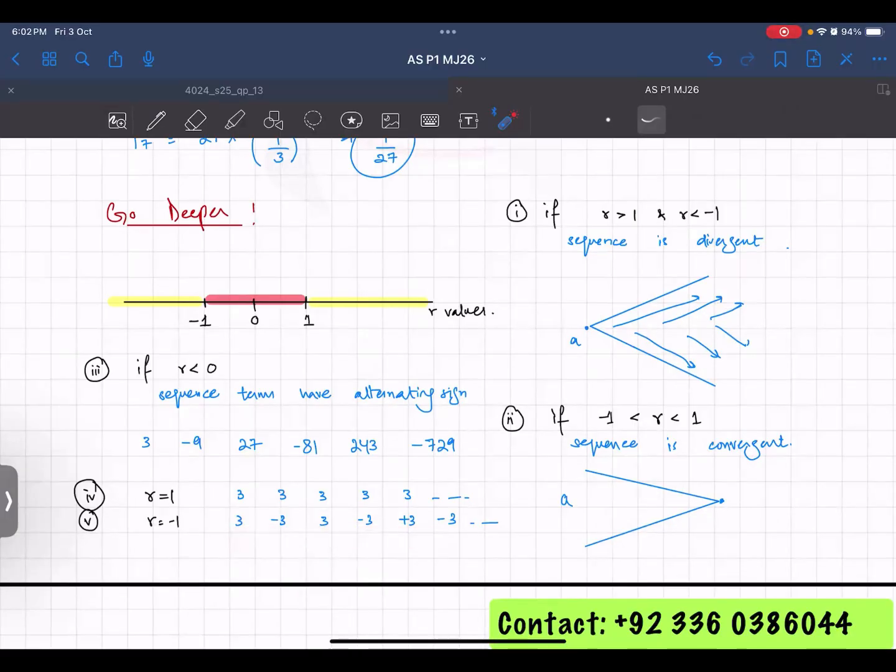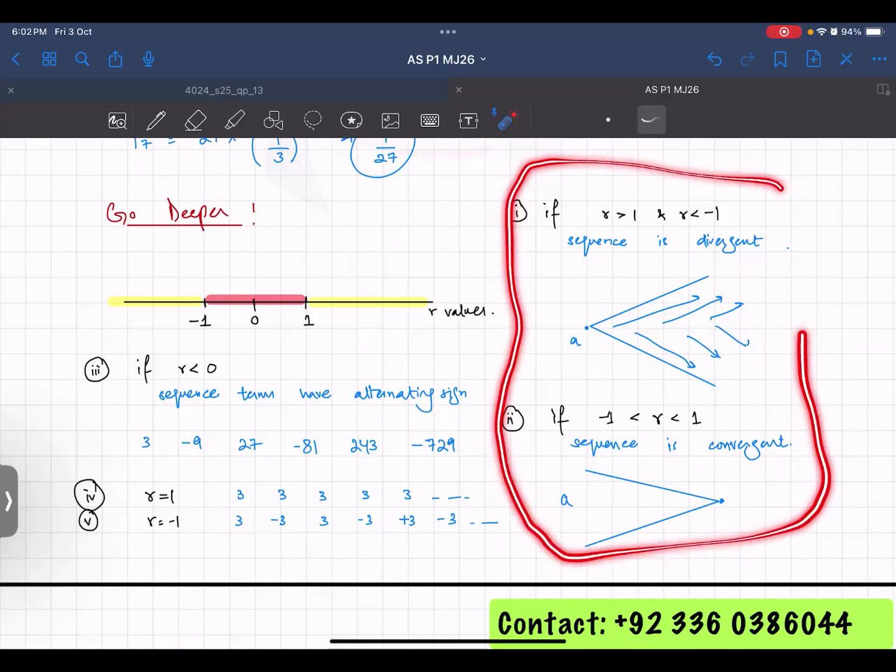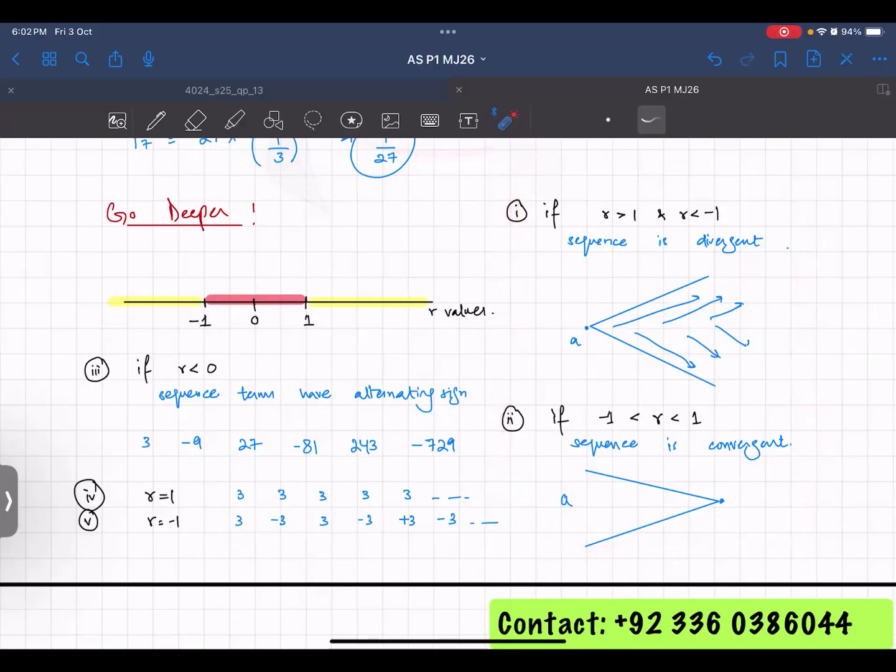The most important parts are these two. Depending on the value of R, if your R is between -1 and 1, then your values will converge, getting closer and closer to 0, smaller and smaller. And if your R value is from the yellow part, then the sequence will keep on increasing in size.